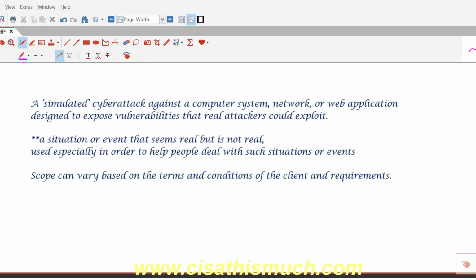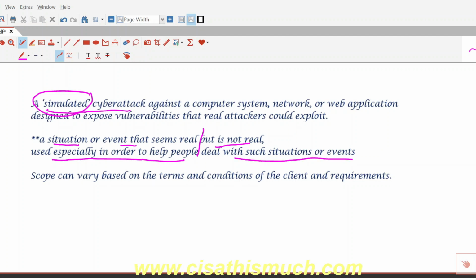Before discussing more about the concepts involved, let's discuss what penetration testing is first of all, right? Penetration testing is nothing but a simulated cyber attack. It is a simulated cyber attack, not a cyber attack. What is the meaning of the term simulated? Simulated means a situation or event that seems real but is not real. It seems real, it is not real. It is used especially in order to help people deal with such situations or events.